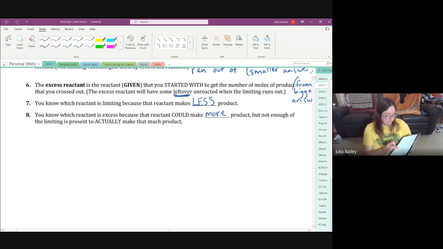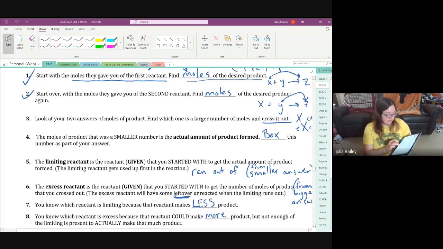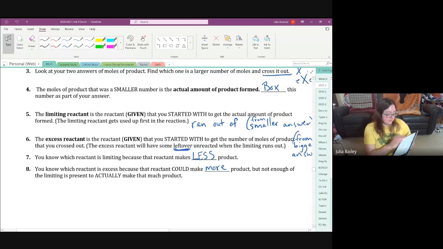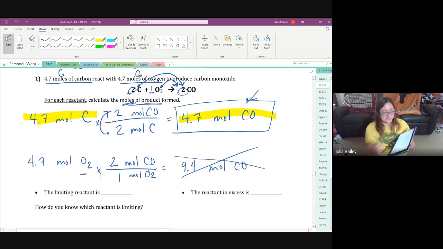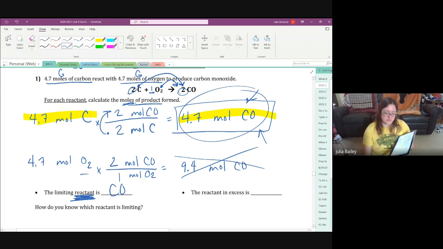So our next step, once we've X'd out the excess and boxed the amount made: the limiting reactant is the reactant, the given, that we started with to get that actual amount of product formed. This 4.7 moles of CO, that's how much stuff I'm actually making. I always see students who will say, okay, my answer was 4.7 moles of CO, so my limiting reactant is CO. And then they go, I X'd out CO, so my excess reactant is CO. There's 2 problems with that.